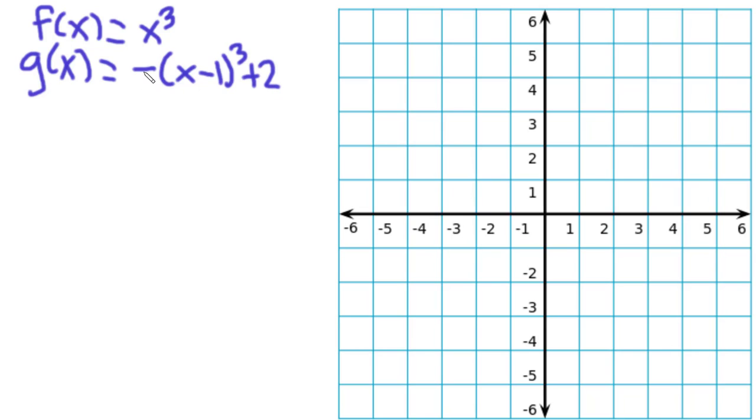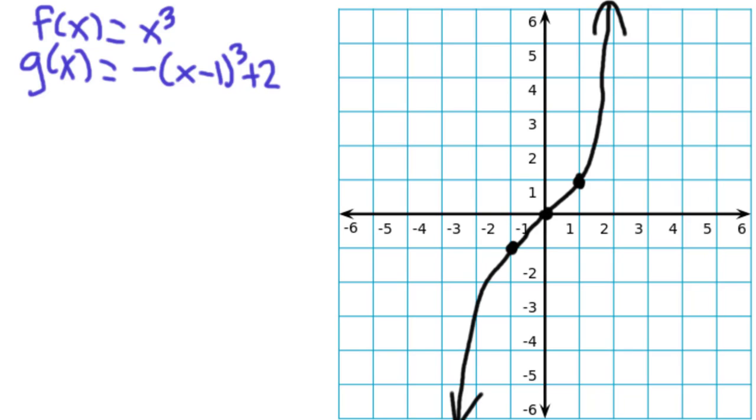So the negative here is going to make sure that my graph flips. So let's plot my parent function, and I'll do that in black so we know that it's the parent function. So my parent function with the cube function goes through the origin. It also goes through negative 1, negative 1, and it goes through 1, 1. And it's going to go off like so, and then like so. So that's my parent graph.